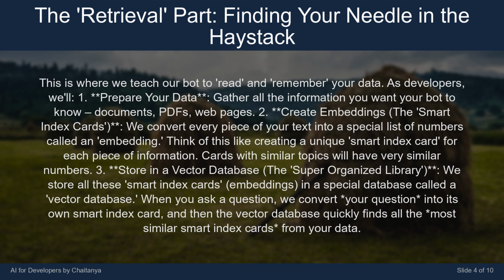3. Store in a vector database, the super organized library. We store all these smart index cards, embeddings, in a special database called a vector database. When you ask a question, we convert your question into its own smart index card. And then the vector database quickly finds all the most similar smart index cards from your data.